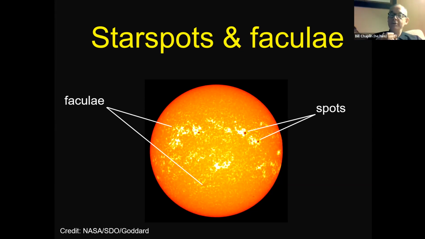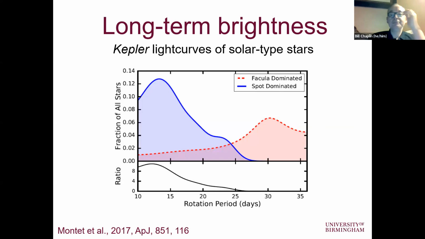So if you can measure the variability in stars in those two different ways, you can then get a handle. And also, of course, you get the rotation period from the variance method as well. You can get a handle then on looking at whether or not your stars are facular or spot dominated, and how that varies with rotation period.